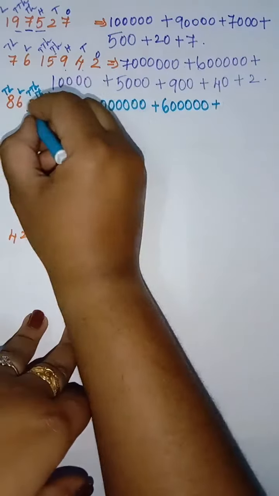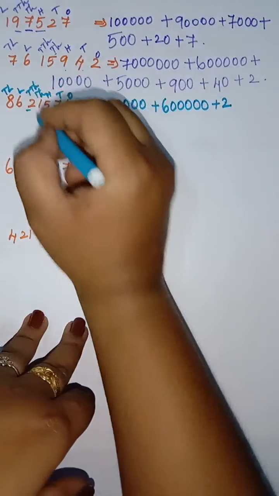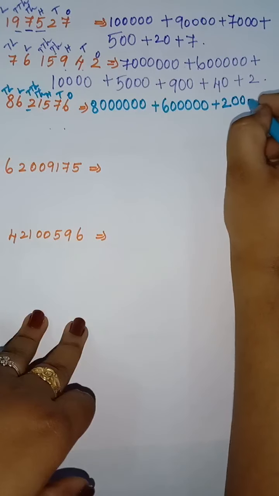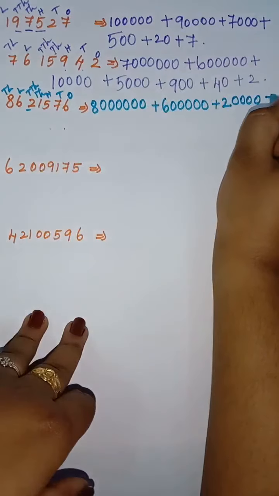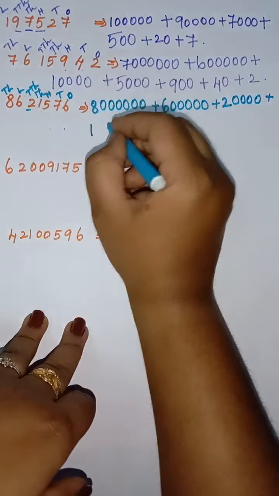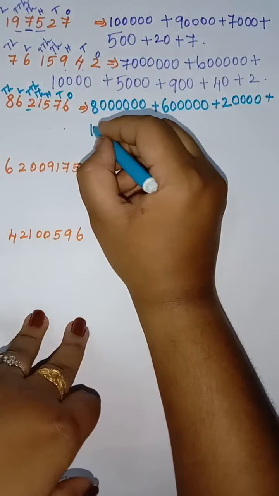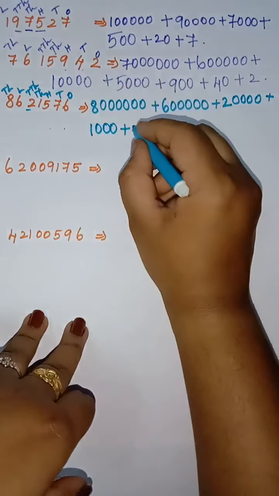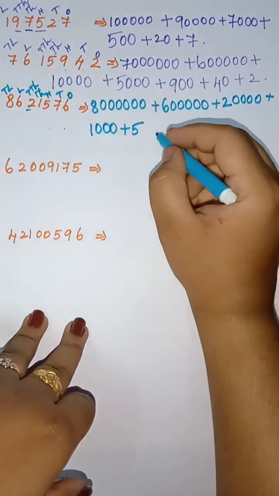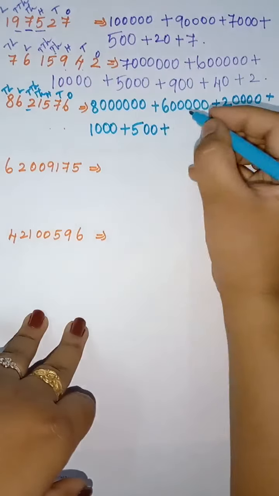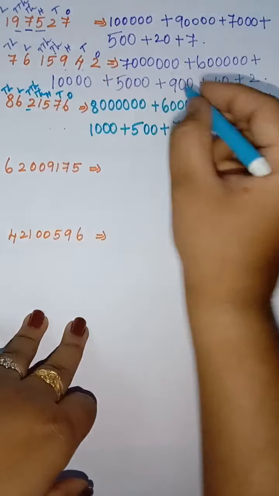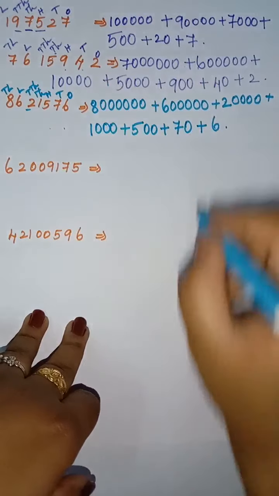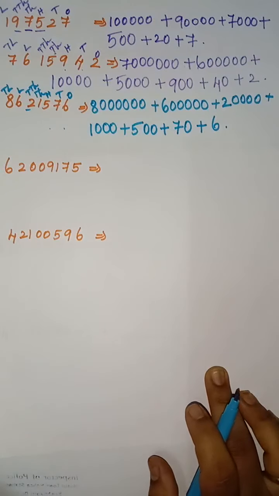So plus, then it is 2. For 2 it is 10,000. 10,000 means how many zeros? 4 zeros: 1 2 3 4. Then plus and 1. For 1 they have given us 1000. For 1000, how many zeros? 3 zeros: 1 2 3. Plus, then it is 5. For 5 it is 100, and 100 means 1 2 zeros. Then plus 7. For 7 it is the tens place, so 10 means only 1 0. The remaining one is 6, the ones place.